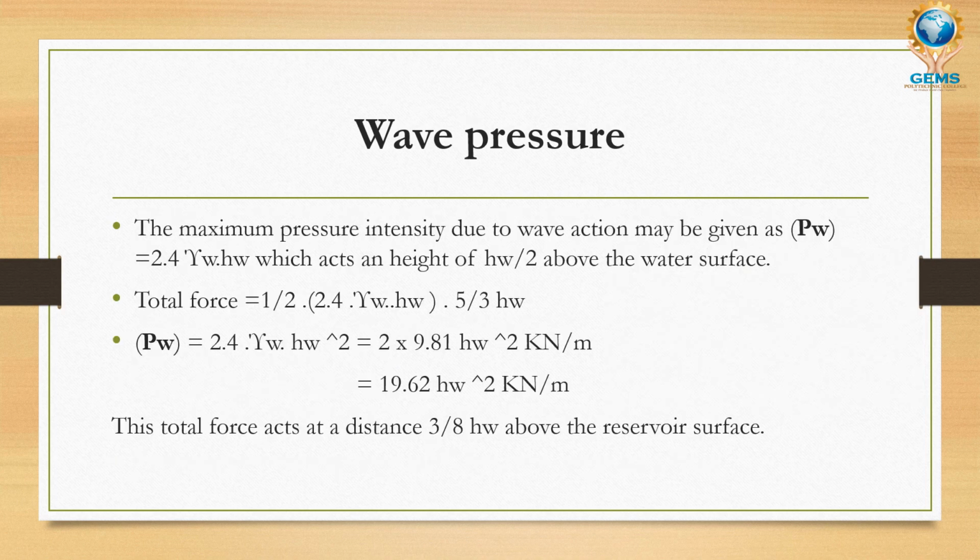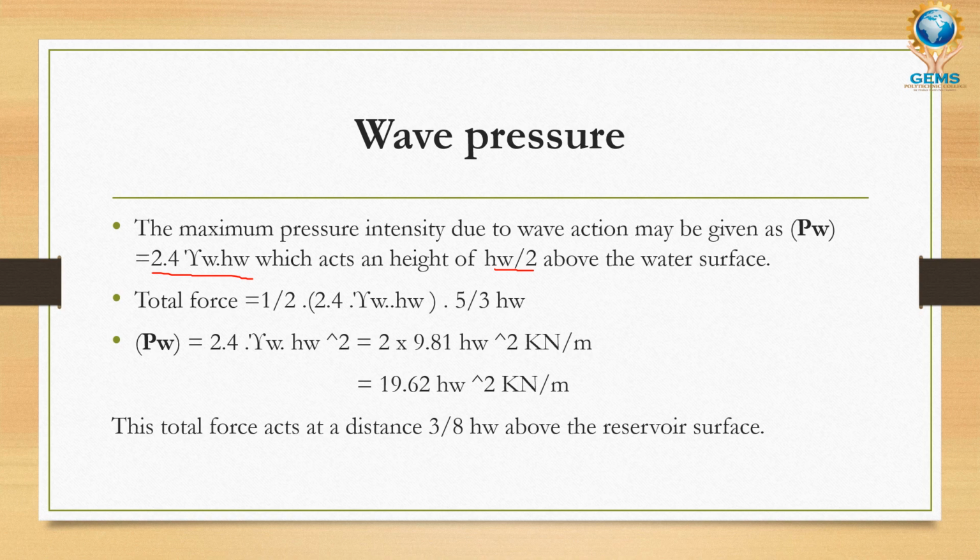In the previous slide, I explained the pressure generation due to waves, that is, the wave height. In this slide, the pressure created due to that wave formation is going to be explained. The maximum pressure intensity due to wave action may be given as PW = 2.4 gamma W into HW. This is the important equation, kindly note this. And this 2.4 gamma W HW acts at a height of HW by 2, which is mentioned in the diagram. If you see the diagram, it can be clearly understood.